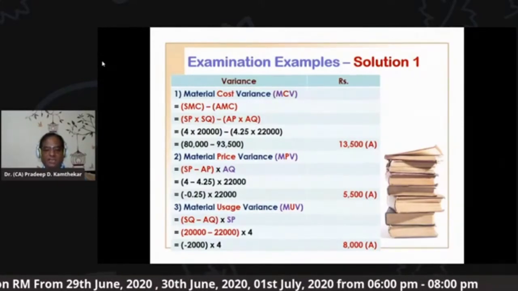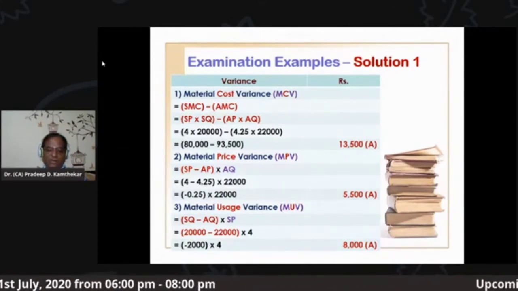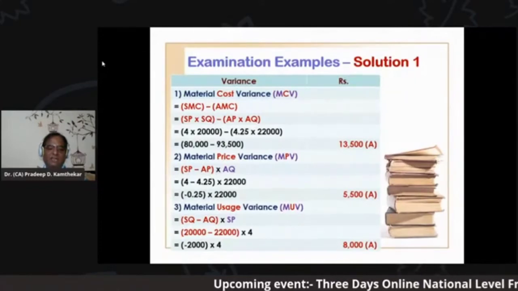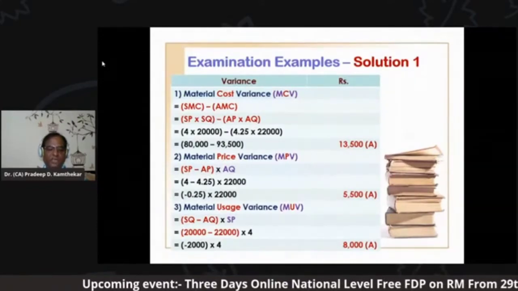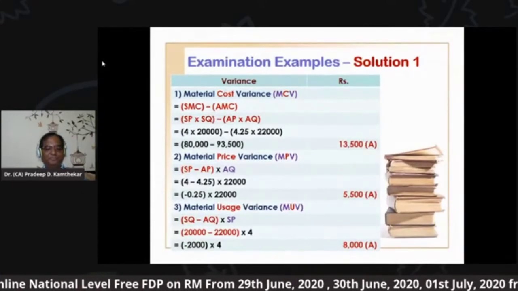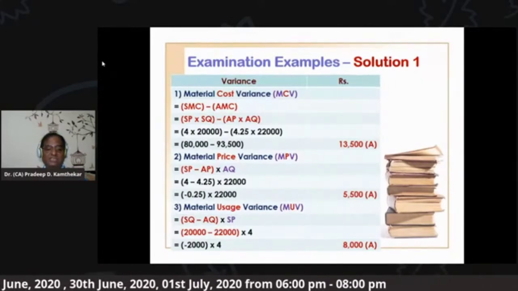Friends, remember one thing, there are students who make a mistake by taking actual price first. It is always the standard price minus actual price. So always the standard cost has to come first. Whenever we are comparing price difference, it is SP minus AP, and that we have to always compare with the actual quantity and not the standard quantity.